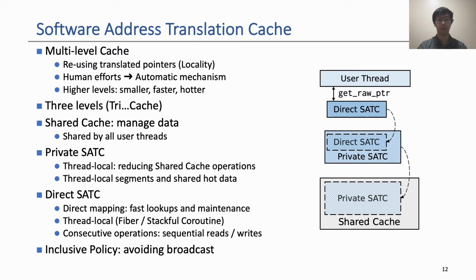In TriCache, these 3 levels of cache use inclusive policy, which means all blocks in the higher level cache are also present in the lower level cache. The inclusive policy can avoid broadcasting, which is costly in software. TriCache uses reference counting on private SATC and shared cache to ensure inclusiveness.